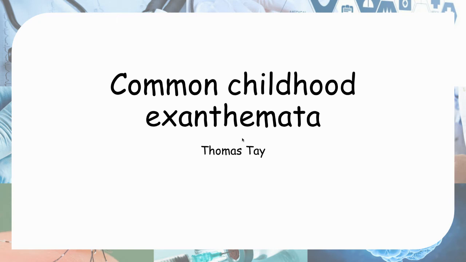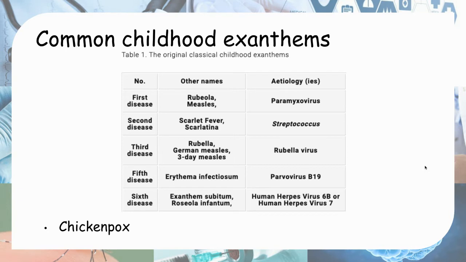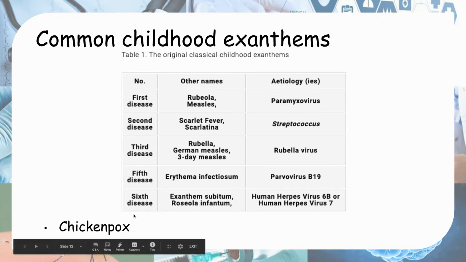Hello everyone, today we'll be looking at common childhood exanthems. So here are the classical common childhood exanthems. They were named in accordance to which ones were discovered first. So measles was discovered first and it's called the first disease. Then came scarlet fever, which was called the second disease, etc.